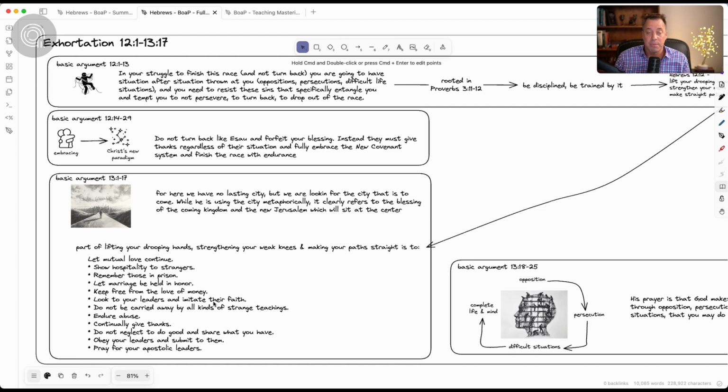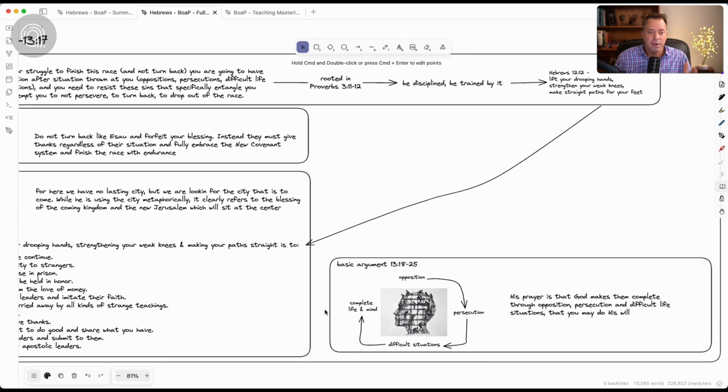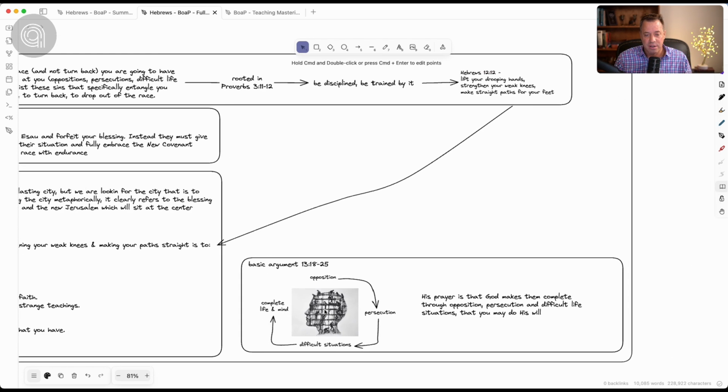Look to your leaders and imitate their faith. Do not be carried away by strange teachings. Endure abuse. Continually give thanks. Do not neglect doing good and share what you have. Obey your leaders. Submit to them. That's a repeat from what he said earlier. And pray specifically for your apostolic leaders. So what clear directives he's giving in this exhortation.